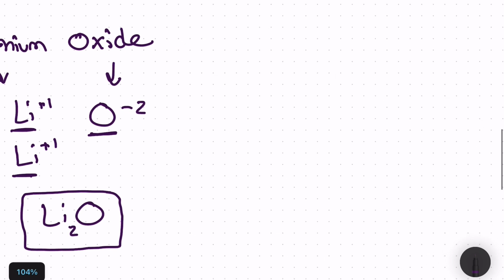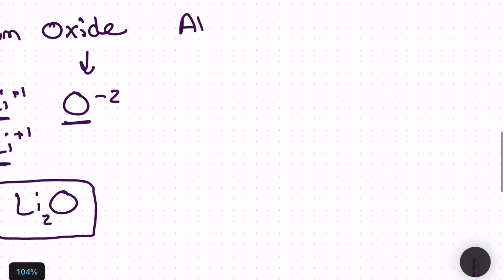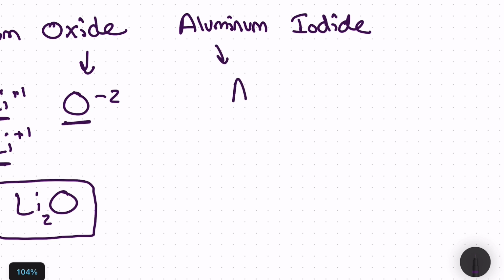I have 2 more examples for you here that are a little bit more complicated. As we go, we're going to get a little bit more complex. The next one we're going to look at is aluminum iodide. So step 1, figure out the symbols. Aluminum is Al, and iodide is iodine, which is I.